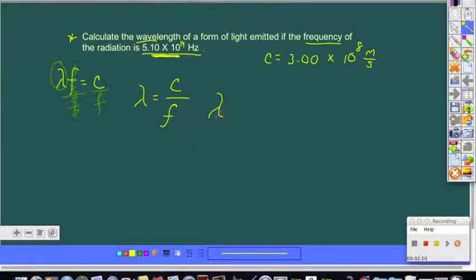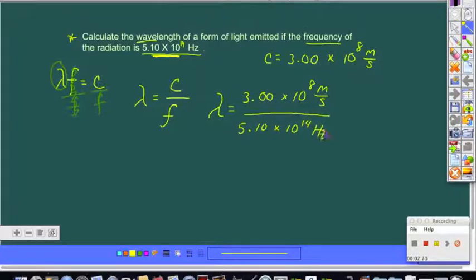So now we can pretty much plug in our known variables here. Speed of light is 3.00 times 10 to the 8th meters per second. And I'm going to divide that value by the frequency of the wave that was given to us, which is 5.10 times 10 to the 14th hertz.